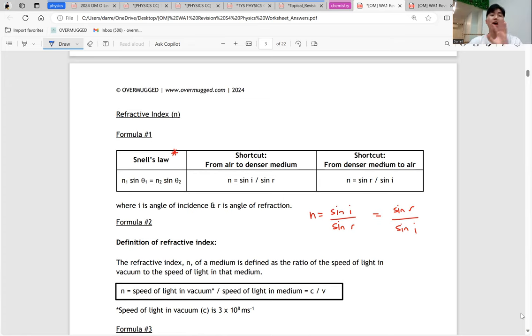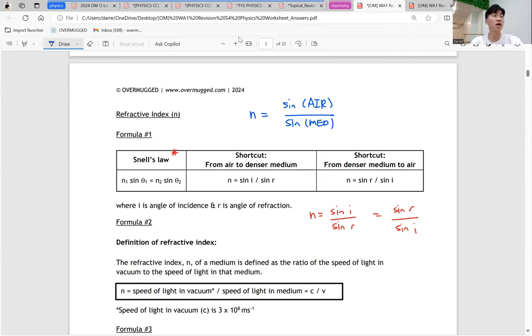So in short, I have summarized it to make it a lot easier to remember. I want you guys to write this down in the empty space here. n is equal to sine air over sine medium. If you do this, you do not have to worry whether it's I over R or R over I.